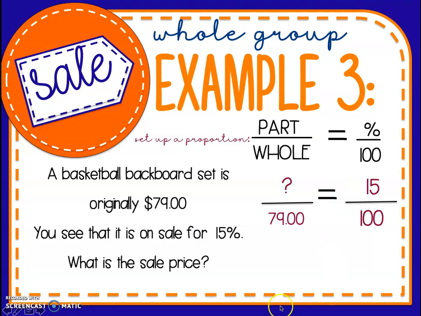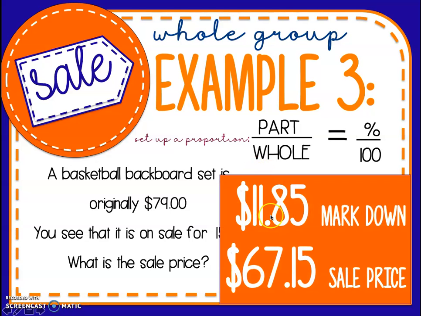We're going to cross multiply $79 times 15, and then we're going to divide out our 100. And we're going to get that it is $11.85 marked down, or that is our discount. That's what we're taking off. To get the sale price, we're going to take our $79 and subtract our $11.85, and we get $67.15 as our sale price. That's what you would pay after the discount.